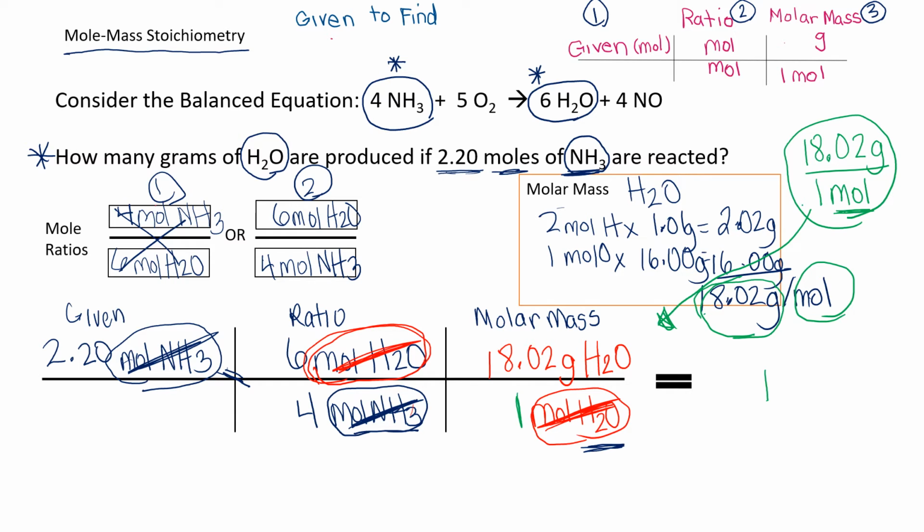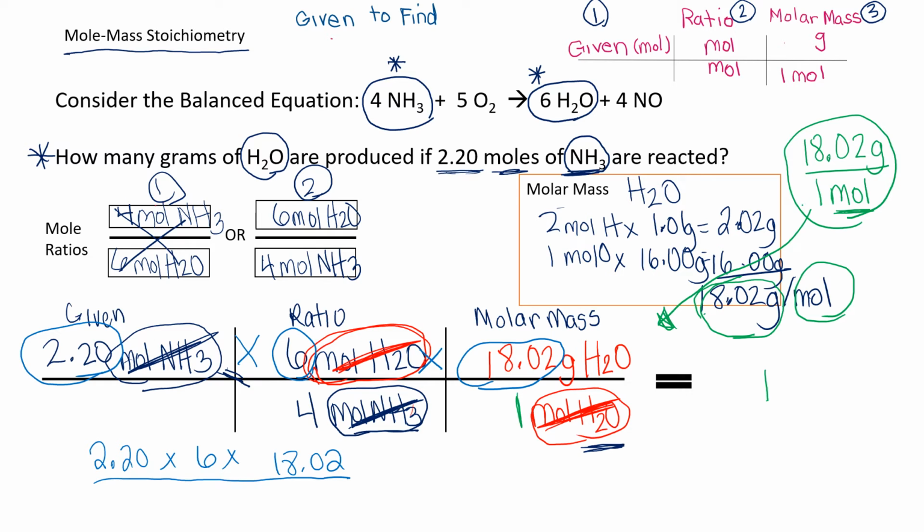So now the last step is really just to calculate your answer. So remember, we have the number 2.20, the number 6, and the number 18.02. Because they're side by side to each other, you multiply them, and we'll put them on the top. So it'll be 2.20 times 6 times 18.02. Okay, all that will be divided by whatever you have on the bottom.